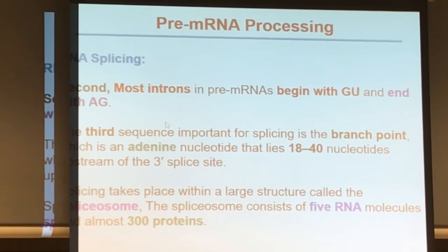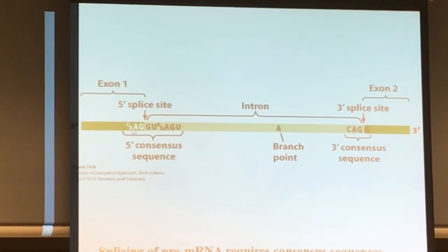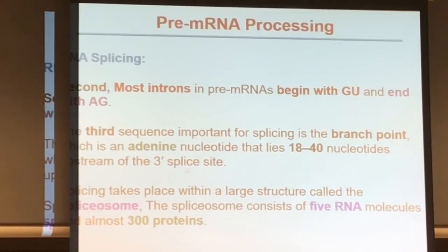Now, second, most introns in pre-mRNA begin with GU and end with AG. So this GU here is the starting, the AG here is the ending. Okay? So most introns have this GU and AG at the beginning and the end.